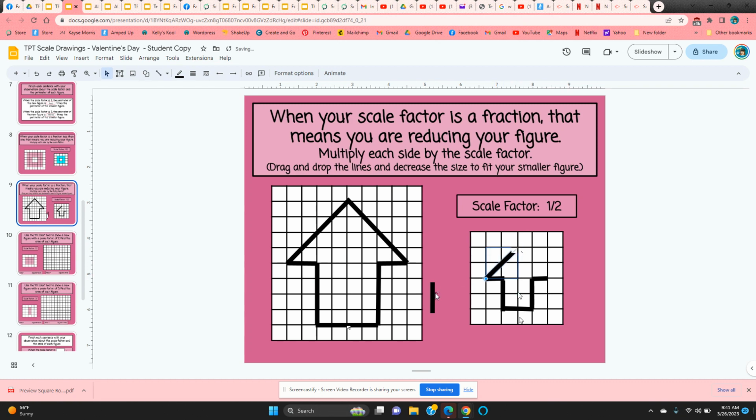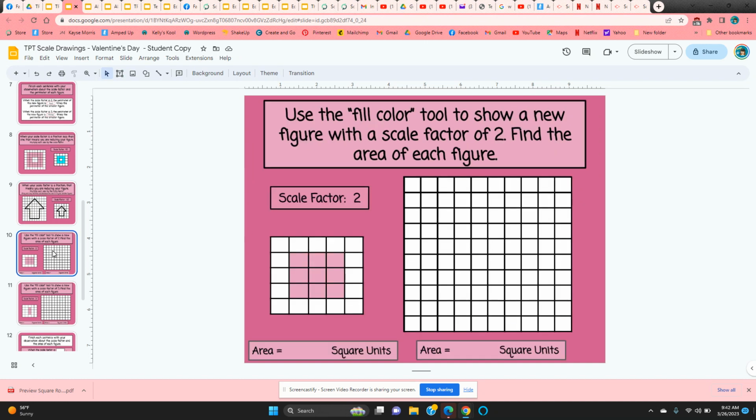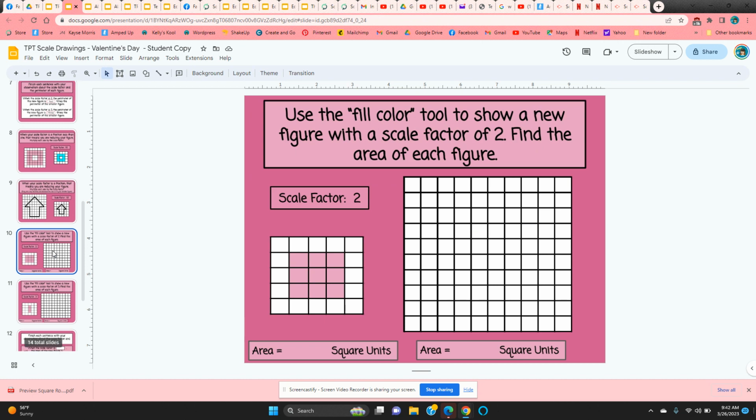And all you have to do on these is just connect. It does take a little bit of practice. And there we have a scaled down version of the arrow, the scale factor of 1/2. Now the next thing we want to look at is area. What happens to the area when you have a scaled figure?